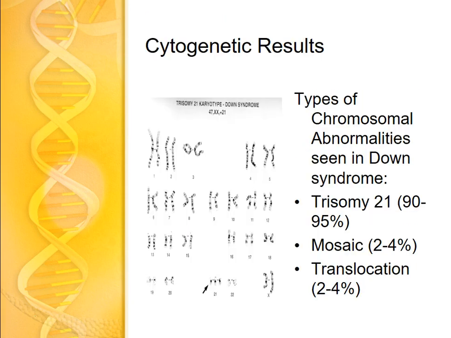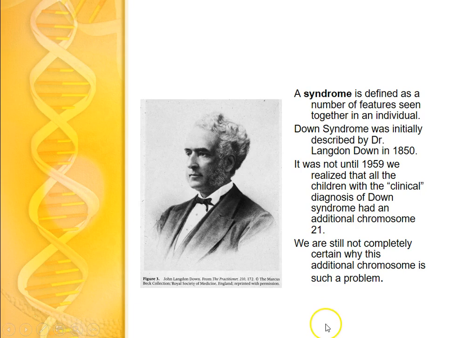Down syndrome was first described by Dr. Langdon Down, and the word syndrome just means a number of features put together. The original syndrome was described in 1850, but it wasn't until 1959 that we realized that children that had the clinical phenotype of Down syndrome actually had an additional copy of chromosome 21. We are still not certain why that extra chromosome causes the clinical phenotypes that it does.